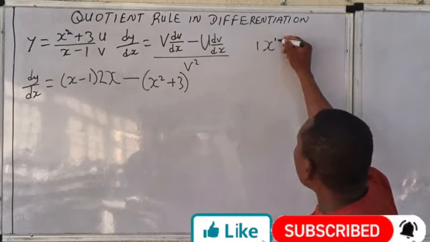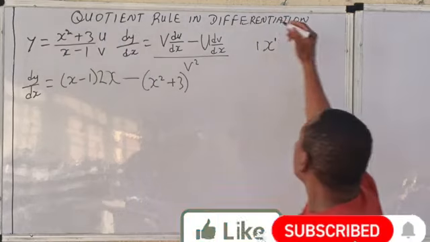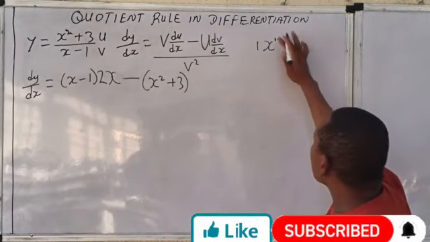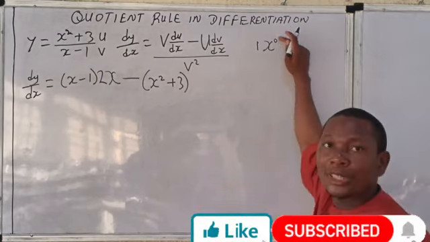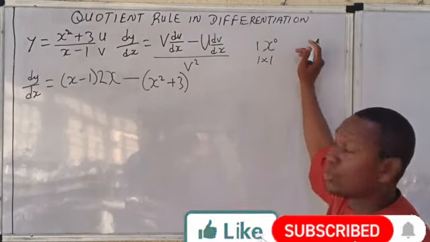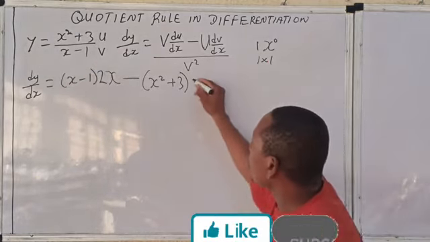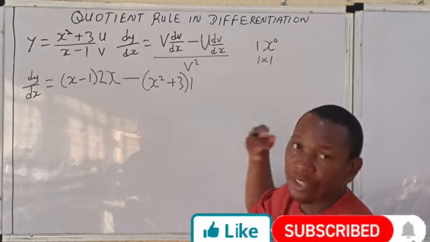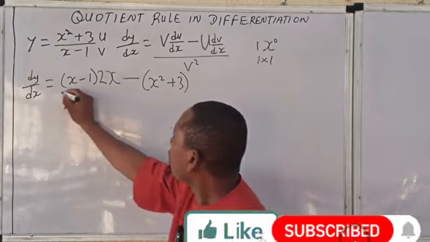So you now have 1x raised to power 1. Remember, I have to subtract 1 from this, just the way I subtracted 1 from this 2. So 1 minus 1 is 0. We now have x raised to power 0, which is actually 1. Anything raised to power 0 is 1. So 1 times 1 is 1. So automatically, if you differentiate this x, you have 1. 1 times x squared plus 3 is still the same thing, so you can just leave it like this, all over.